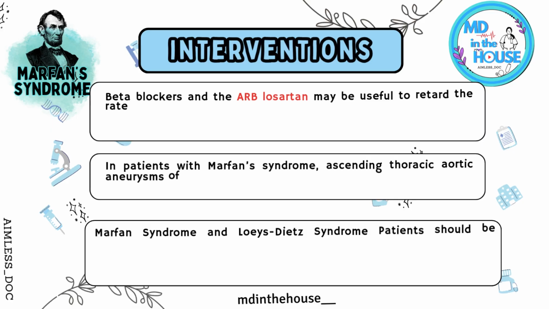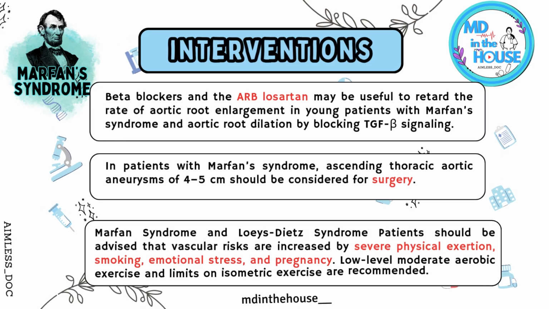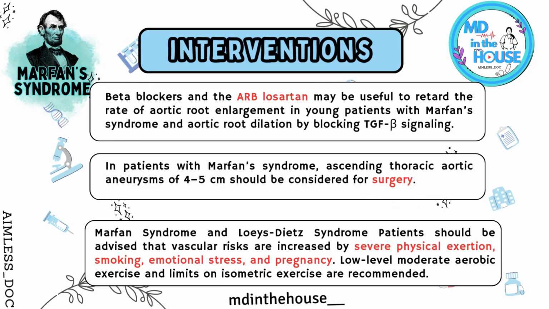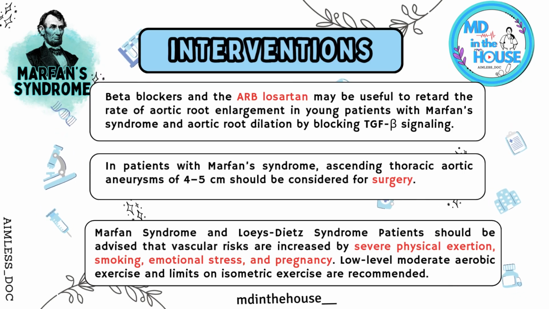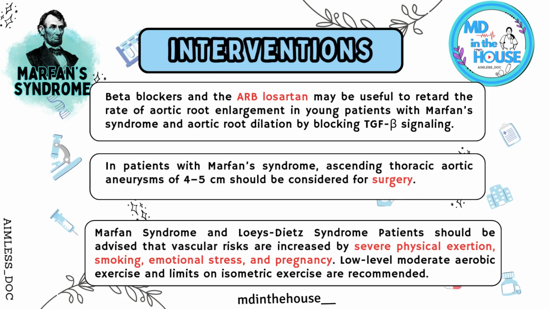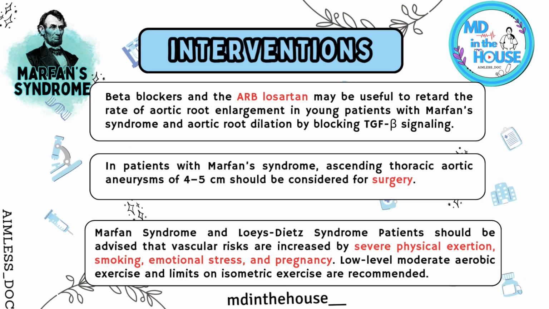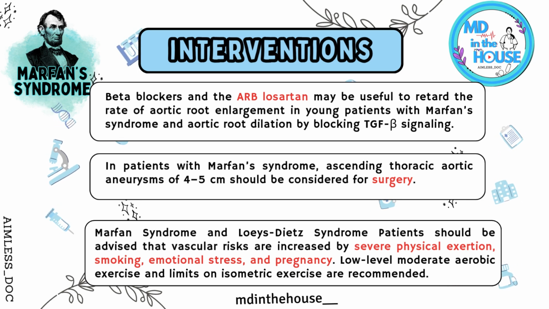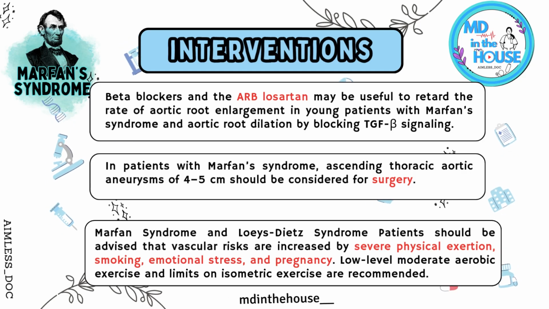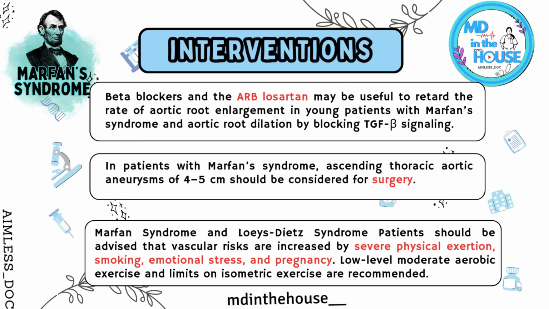Interventions such as beta blockers and the ARB losartan may be useful to retard the rate of aortic root enlargement in young patients with Marfan's syndrome. Ascending thoracic aortic aneurysms of 4 or 5 centimeters should be considered for surgery. Patients should be advised that vascular risks are increased by physical exertion, smoking, stress, and pregnancy.